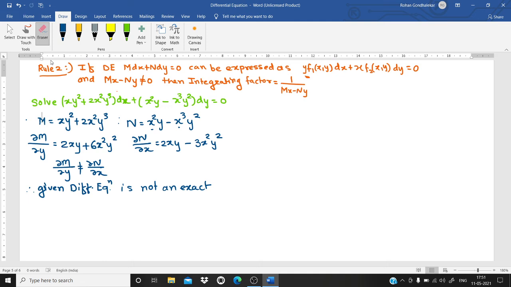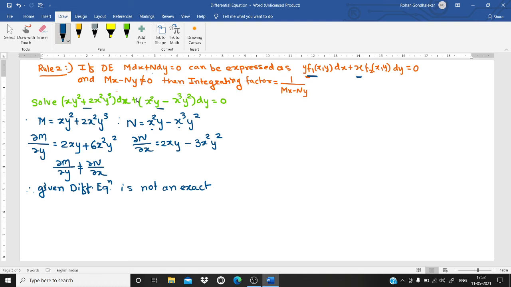Now come to rule number 2. What does rule number 2 say? If the differential equation M dx plus N dy can be expressed with y taken common from M and x taken common from N. Now look at our problem. This is our M, this is N. From M, can we take y common? Yes, both the terms have y, so we can take y common.